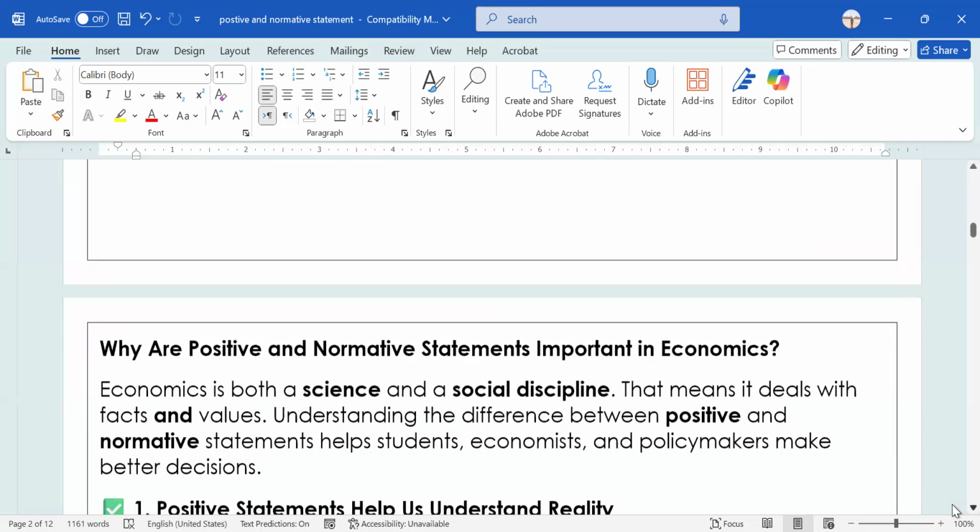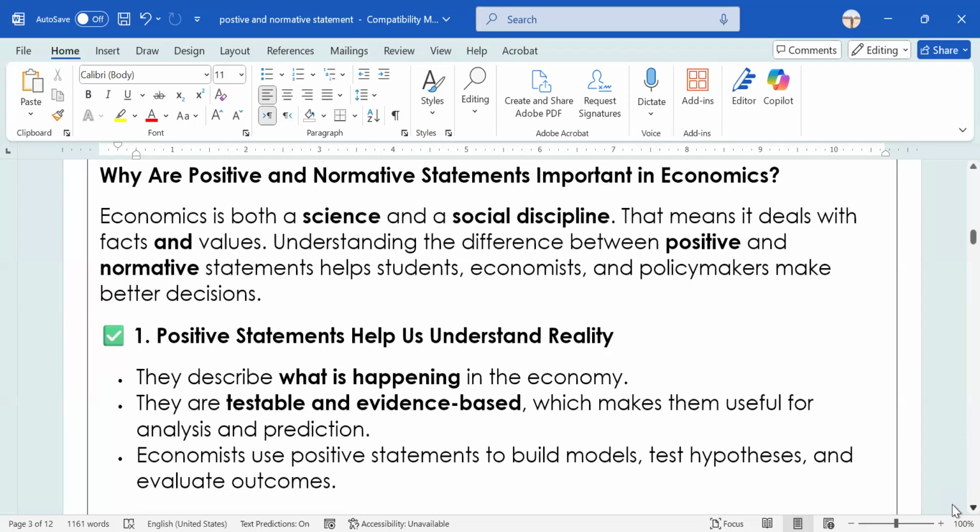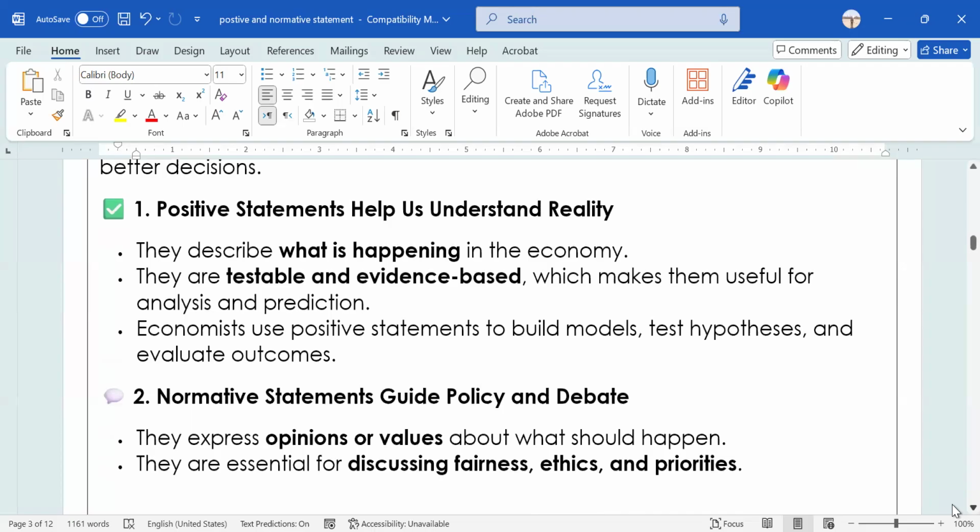So let's see why positive and normative statements are very essential in economics. Because we know that economics is a science and a social discipline. It's like a combination of social science and even science. So it means that economics deals with facts and values. If we understand the difference between positive and normative statements, it will help students, economists, and even policymakers make better decisions. So it's more into decision making.